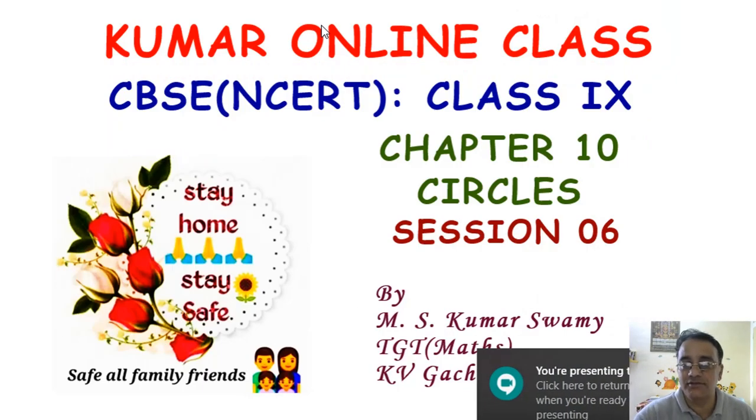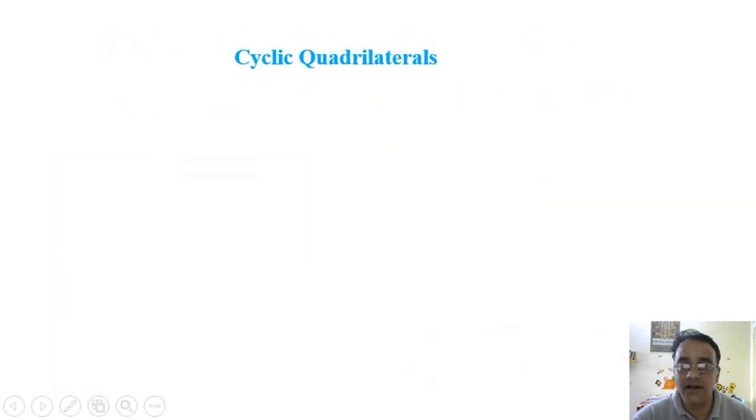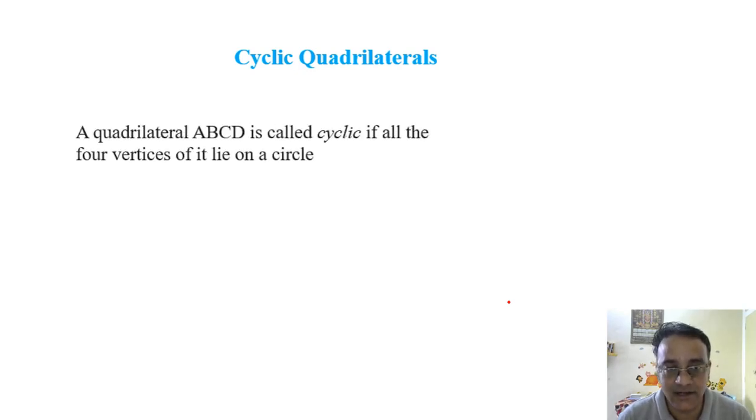And today we are going to start session number 6 of chapter number 10, circles. And we are going to start a new topic, cyclic quadrilaterals. Already in session number 1, I told you what is a cyclic quadrilateral. Does anybody remember? A quadrilateral whose all four vertices lie on the circle. That quadrilateral is called a cyclic quadrilateral. A quadrilateral ABCD is called cyclic if all four vertices of it lie on a circle.